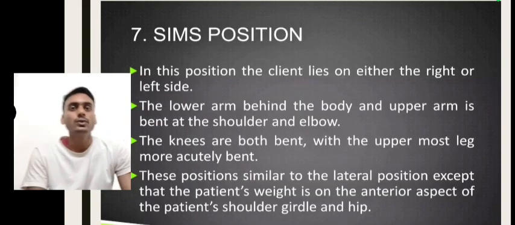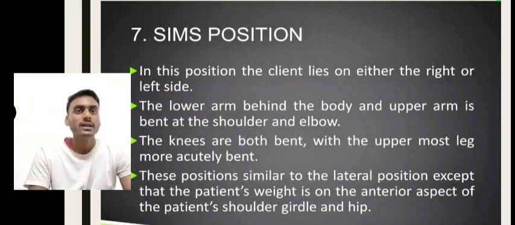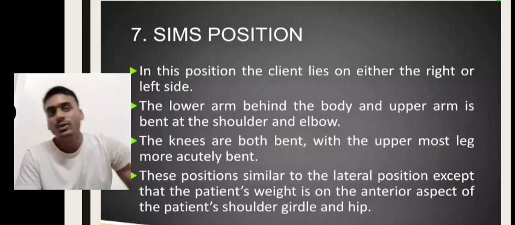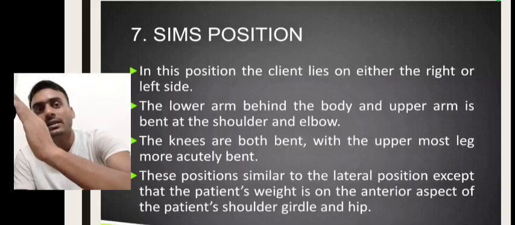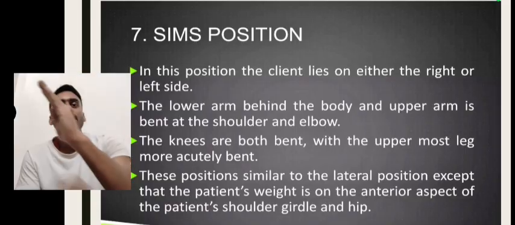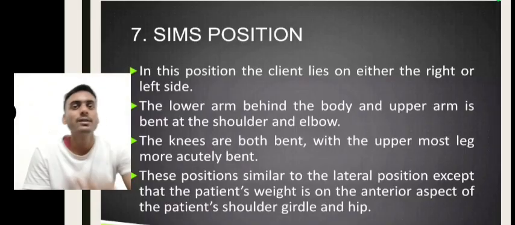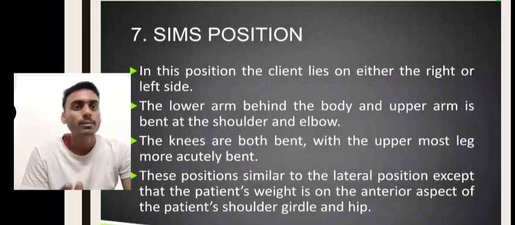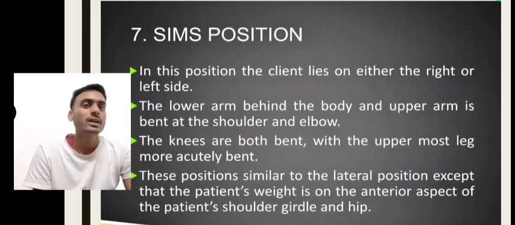In Sims position, the client lies on either the right or left side. The lower arm is behind the body. The upper arm is bent at the shoulder and elbow, and one pillow will be provided for comfort. The knees are both bent, with the uppermost leg more acutely bent. This position is similar to the lateral position.